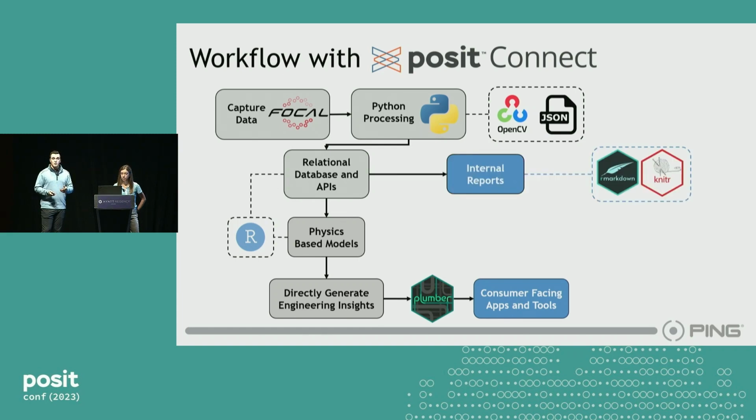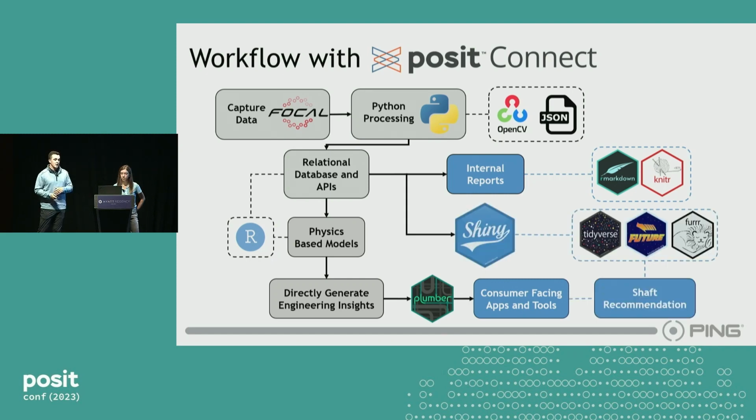We're generating a ton of internal reports via our Markdown documents to give to engineers on more of a test level or key stakeholders that want to see certain data points in the lab. And we're heavily leveraging the Shiny dashboard framework that's powered by things like the Tidyverse and Future and Furrr to do some cleaning of that time series data, and then also some parallel processing and computing of that time series data to bring it down a lot quicker and make it very accessible. All of this ultimately leading to that shaft recommendation for the player.